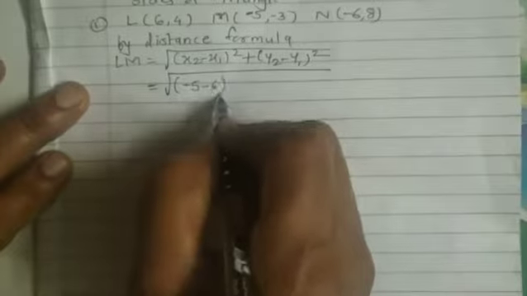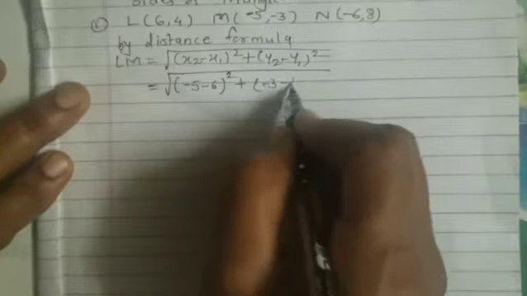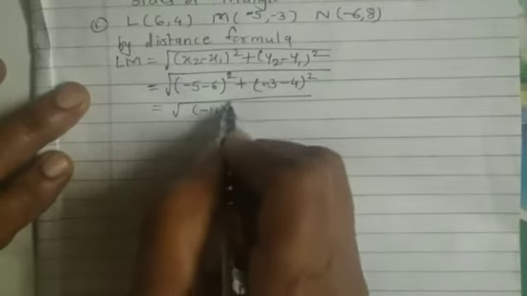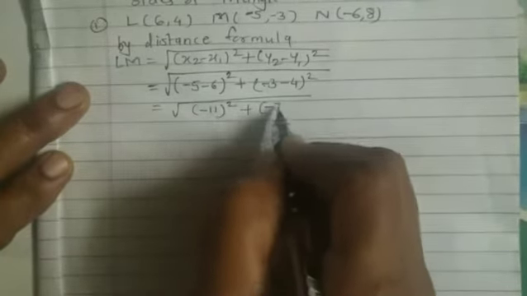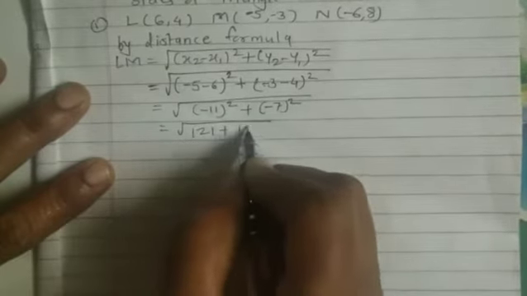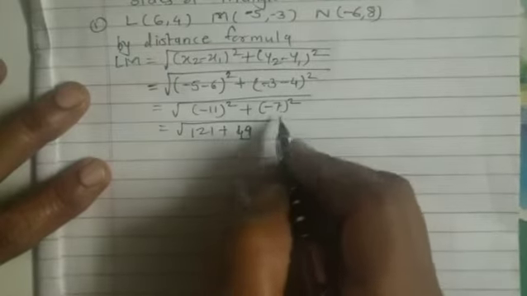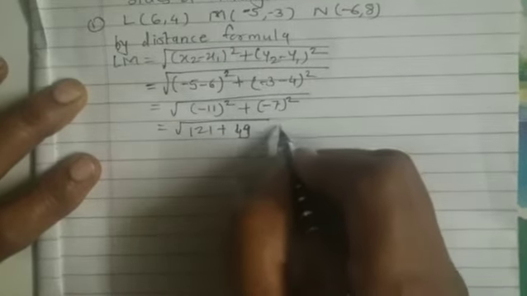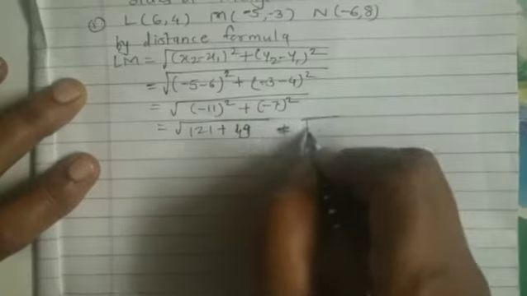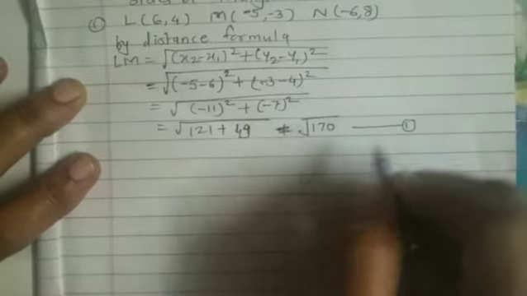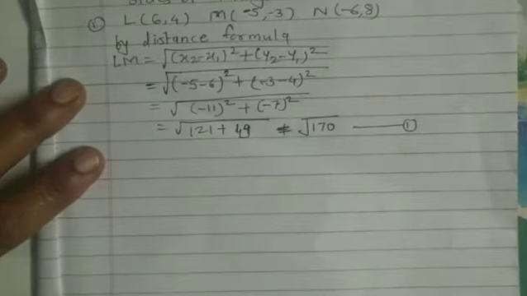Suppose this is x2 and this is x1, then we get (-5 minus 6) bracket square plus y2 is -3, y1 is -4 bracket square. Then -5 minus 6 means -11 bracket square plus (-7) bracket square. That is equal to 11 square means 121, 7 square means 49. Adding both we get 170, means root 170. This is the first side. LM is equal to under root 170.